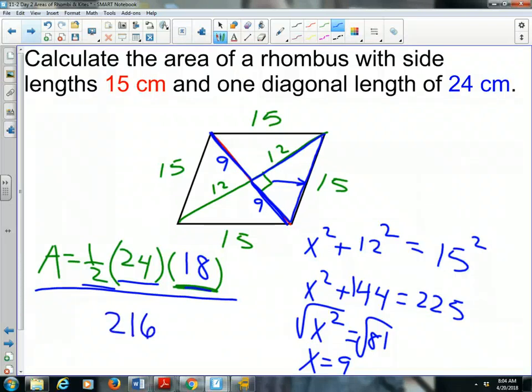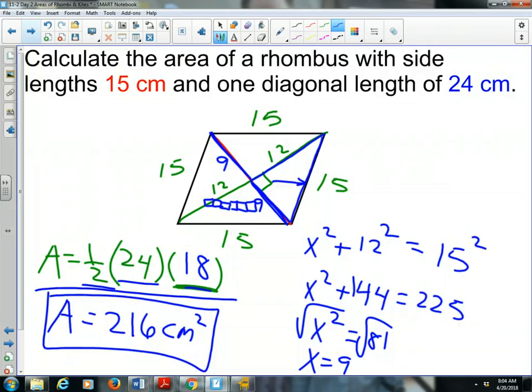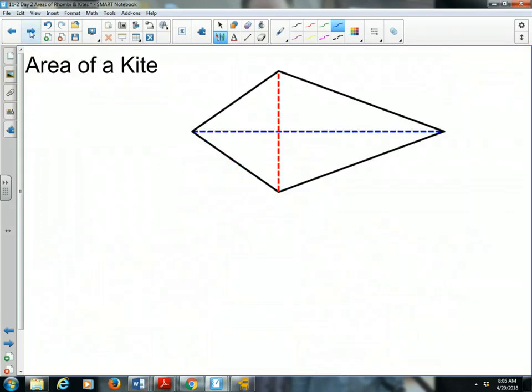What units are we talking about? Centimeters squared. There's 216 square centimeters that fit inside this rhombus. What a day. All right. Let's move on to the kite, shall we?